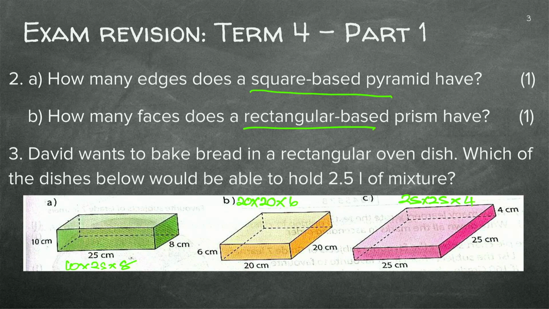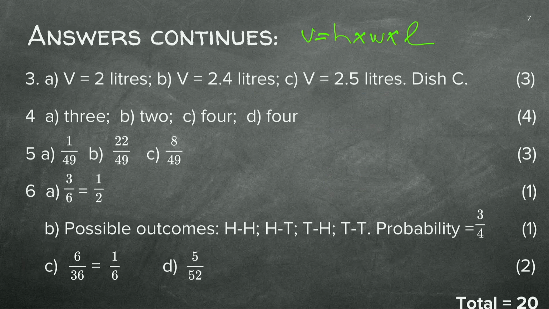And if you work this one out, you see this is 2 liters, 2000 centimeters. This one then is 2.4, and this one is 2.5. So the dish that will hold this bread mixture would be dish C, because remember they ask us it must hold 2.5 liters of mixture. Okay, then question 4.